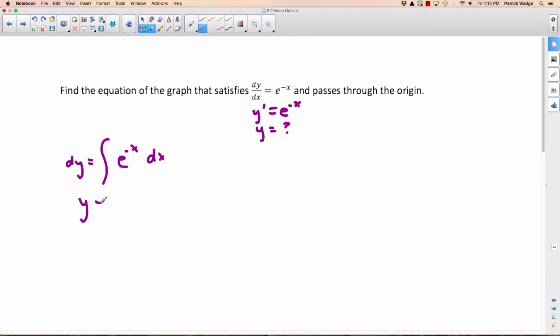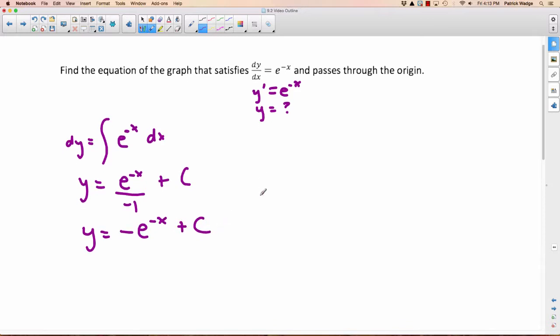So y is equal to, we're going to take the antiderivative now. Remember how to do it with e? You just write exactly the same thing, e to the negative x, but whatever the value is up front here, that's -1, you divide by that same amount. And we have our constant. So simplify that, y equals -e to the negative x plus c. Awesome. Now we want to figure out what the c is equal to, the constant.